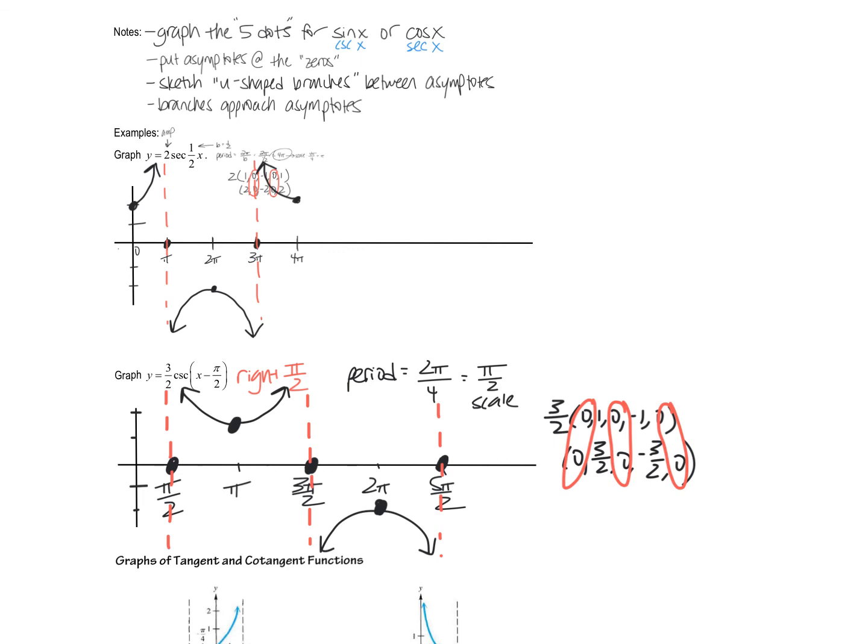We're going to practice it in class tomorrow, and then the last thing we're going to do is tangent and cotangent. And those look totally different. That's a completely separate section, so we'll get to that later. Right now, just focus on secant and cosecant, okay?